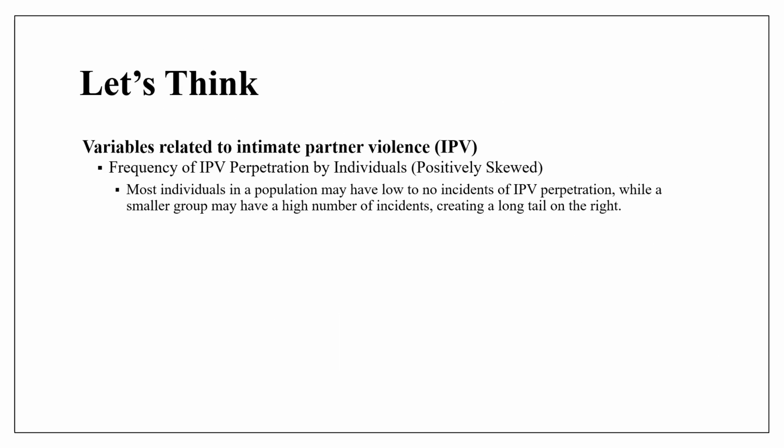So again, in this case, the frequency of intimate partner violence perpetration is going to be positively skewed, because most people are going to say that they haven't had any incidents of IPV perpetration, whereas only a small group of people would say that they have had a higher number of incidents, creating a long tail on the right.